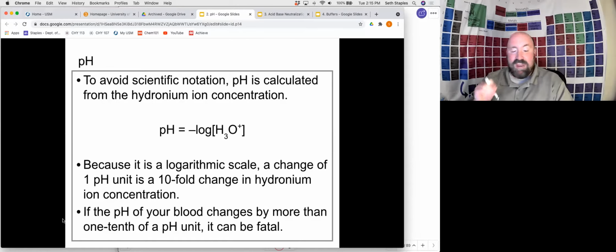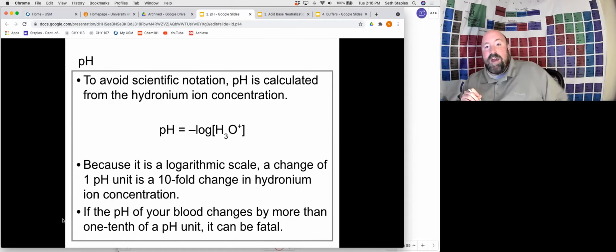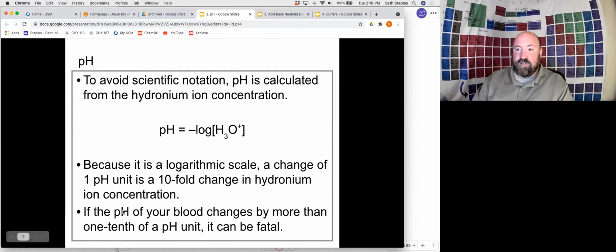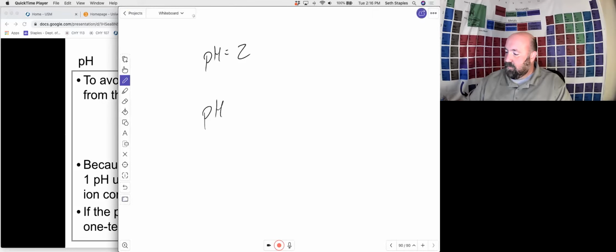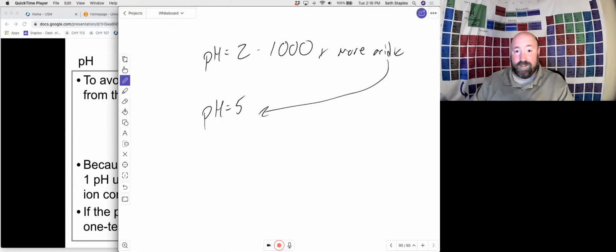The pH of any solution is equal to the negative log of the H3O plus concentration. Now, don't worry too much about the math of that. Just know that we do use what's called a logarithmic scale, which is a base 10 scale. What this really means is that a change in one pH unit is really a 10-fold change in the hydronium ion concentration. For instance, if you have something that is a pH of 2 versus something that's a pH of 5, the solution with a pH of 2 is actually 1,000 times more acidic than the item with a pH of 5, because it's a log scale.